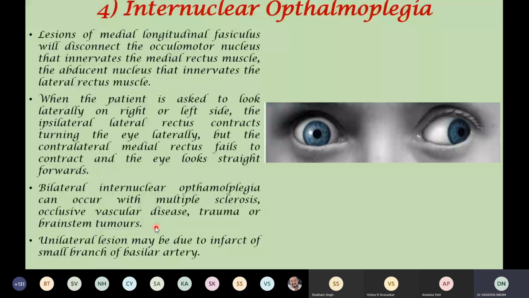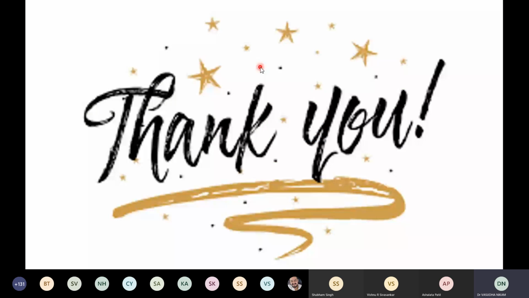Bilateral internuclear ophthalmoplegia can be seen in a person suffering from multiple sclerosis. It can also be seen with connective tissue disorders, occlusive vascular disease, direct trauma, or any tumors involving the brainstem. A unilateral lesion may also be seen if there is infarction of any small branch coming from the basilar artery. So this condition is called internuclear ophthalmoplegia. Thank you. So we have covered the first part over here.